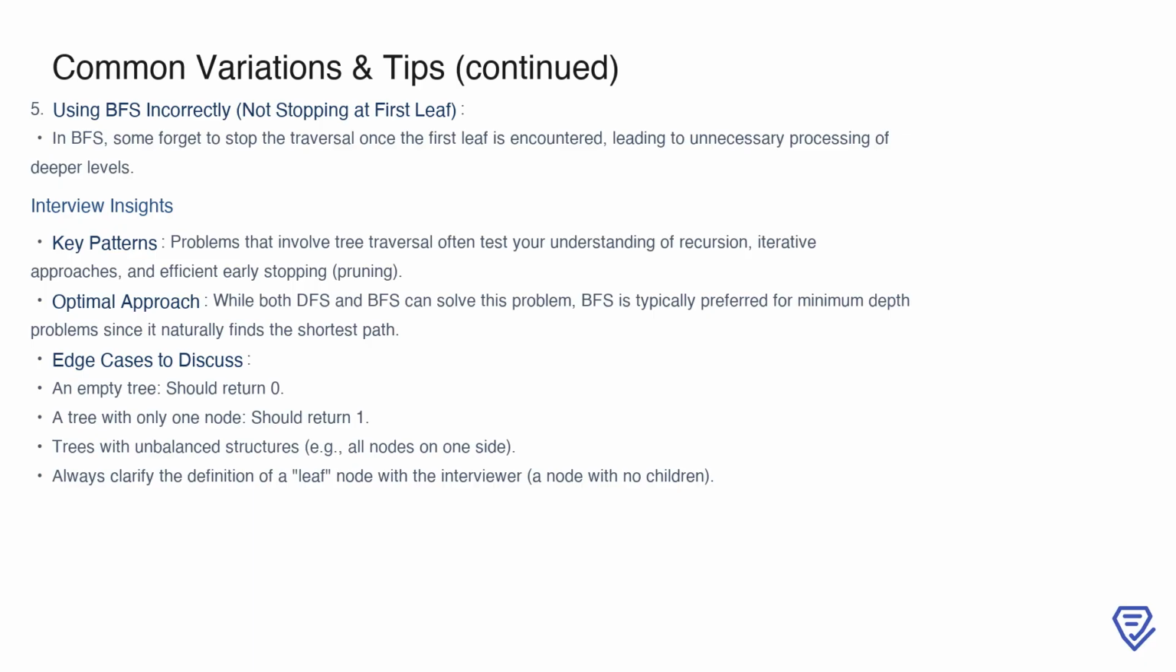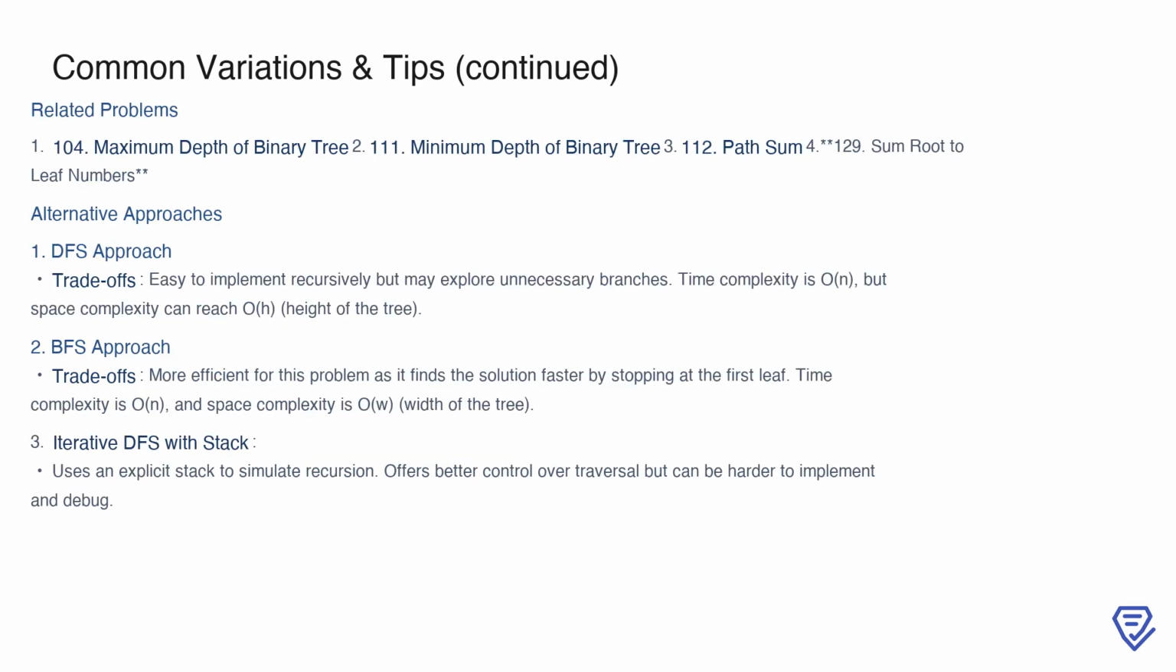Always be prepared to discuss edge cases with your interviewer. For example, confirm how an empty tree or a single node tree should be handled, and be ready to address unbalanced trees where nodes might all be on one side. Also, clarify what qualifies as a leaf node. This is usually defined as a node with no children. This problem shares similarities with other tree-based challenges, such as finding the maximum depth of a binary tree, checking for a specific path sum, or calculating the sum of root-to-leaf numbers. Understanding these related problems can deepen your grasp of tree traversal patterns.